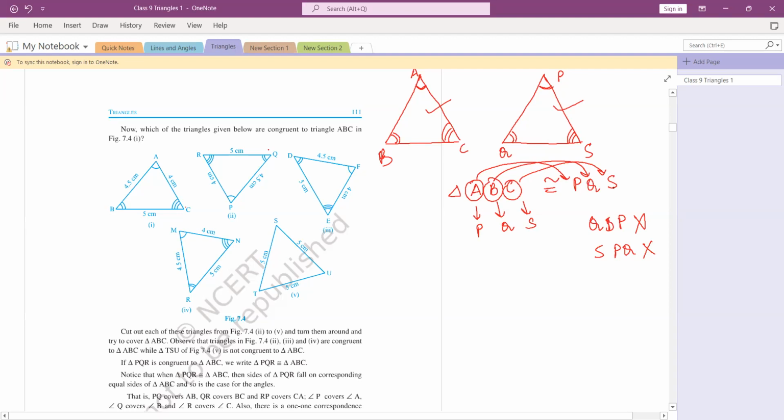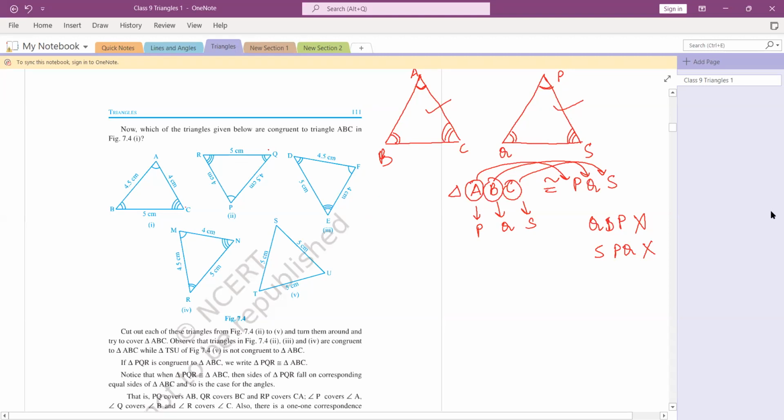Is this clear? Yes, ma'am. Yeah, please, this thing is very important. So do not write whatever comes to your mind, like PQR or SQP. You cannot write it like this. You have to map every angle, every side. So this is the important thing.